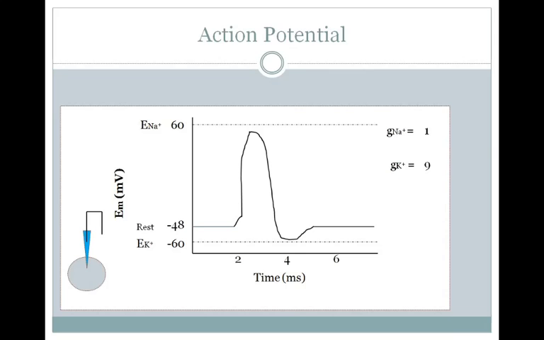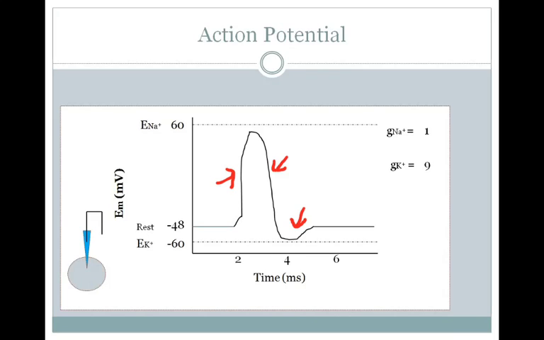So we often talk of a couple phases of the action potential. The rising phase, when the membrane potential is going towards the equilibrium potential of sodium. The falling phase, when the membrane potential is falling back towards rest. And the hyperpolarization phase, or the undershoot phase, where the membrane potential is more negative than normal.